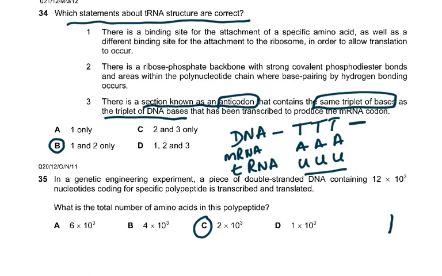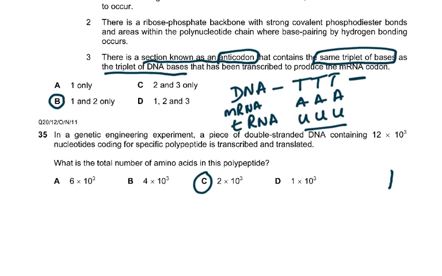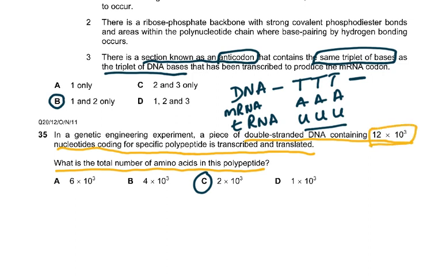Then we come on to genetic engineering. In a genetic engineering experiment, a piece of double-stranded DNA containing 12 × 10^3 nucleotides coding for a specific polypeptide is transcribed and translated. What is the total number of amino acids in the polypeptide? Now, this is a very favorite question which they keep on asking a lot of times. What we have to understand is why we take the half of 12 × 10^3.